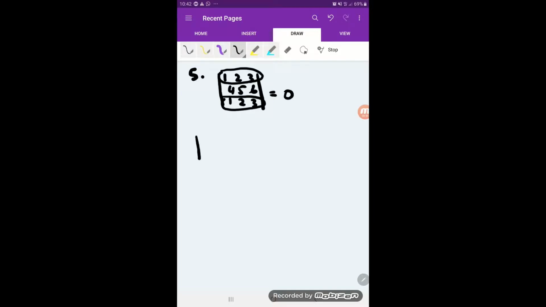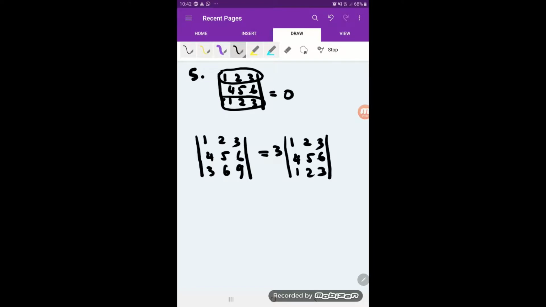Next example. What is the determinant of this matrix? You can see here, when you put 3 outside, you find the determinant of this matrix is equal to 3 times 0. That is 0, because the first row and the third row are the same elements.